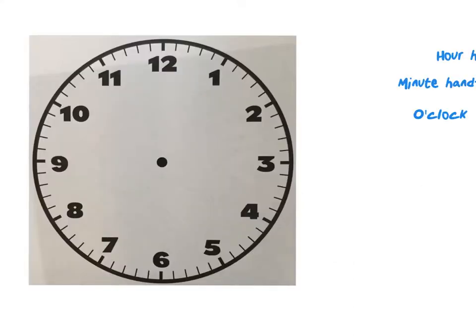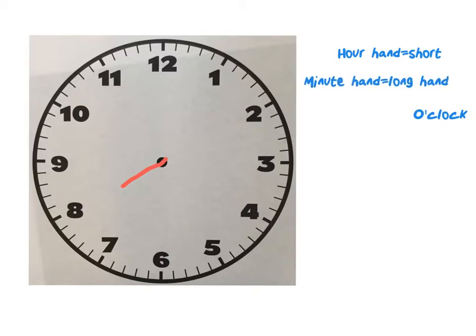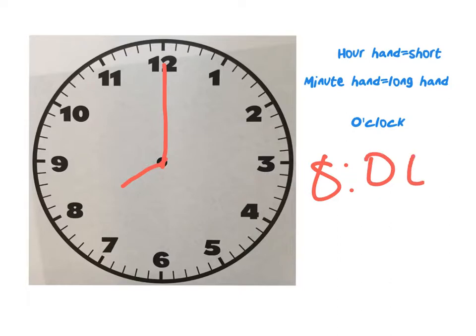Let's review the clock. You know that the hour hand is the short hand. Let's put this one at the 8. The minute hand is the long hand. We'll put the long hand pointing at the 12. Anytime that you have a clock with the minute hand pointing at the 12, it's an o'clock. So the time on this clock is 8 o'clock.